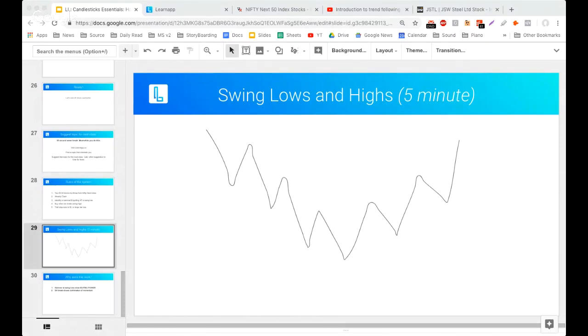Bullish harami is different from bullish engulfing. Yes, they're different. We won't talk about that today.